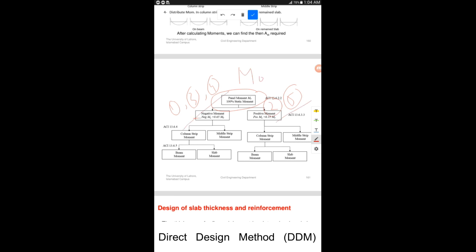positive and negative moments. Once these have been determined, the next step is to do the transverse distribution. These moments at each side we're going to distribute into a column strip and middle strip moment. Then further, the column strip moment will be distributed into a beam moment and slab moment. Once these steps have been performed, the next step is to find steel against each of these calculated moments.